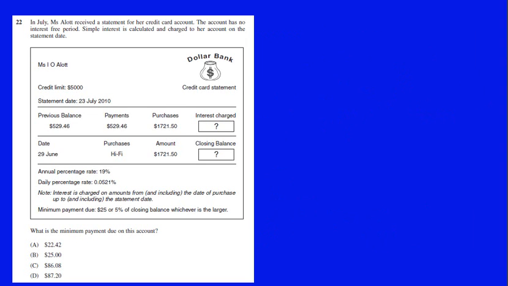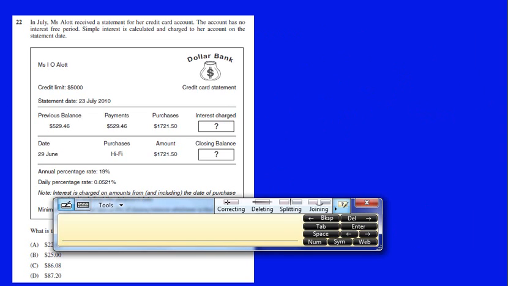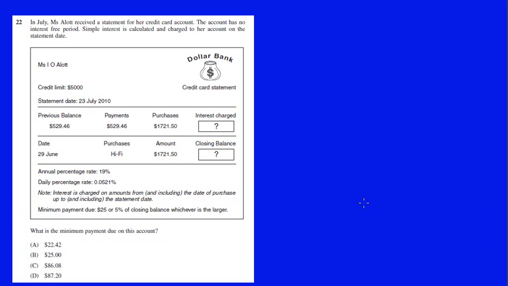Okay, the first one, multiple choice question. In July, Mrs. Allott received a statement for her credit card account. The account has no interest-free period. Simple interest is calculated and charged to her account on the statement date. Okay, so a couple of things in this that is important. That bit is exceptionally important. Your credit card interest rates can be charged either using simple interest or compound interest. Okay, it's very important.